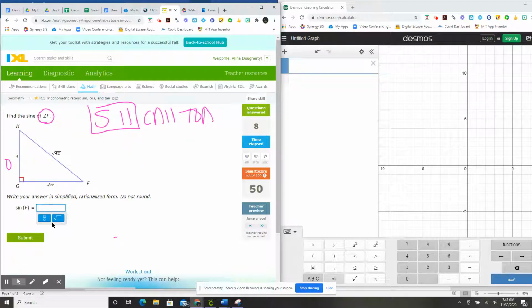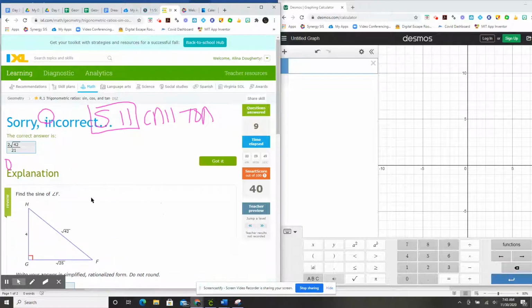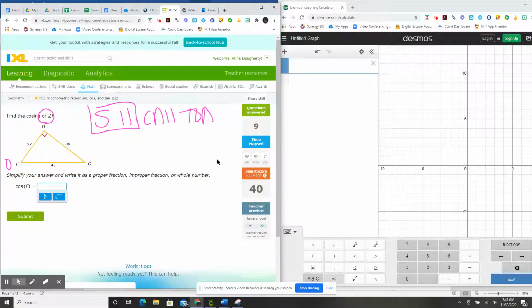We've got radicals again here, so I'm going to put in, if I'm going from F, opposite over hypotenuse, 4 divided by the square root of 42. IXL is not going to like that, but I don't want to spend time confusing you with how to rationalize radicals. You're going to get that in Algebra 2. So don't worry about that. Really what I want you to practice is just the sine, cosine, tangent.